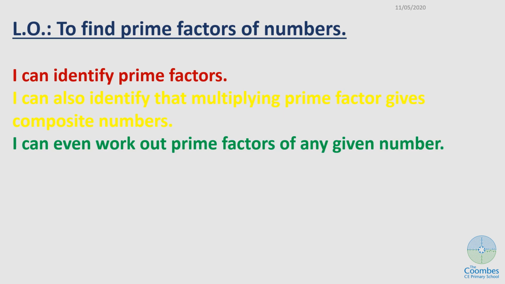There are three success criteria that will help you to find prime factors of numbers. First, that you can identify prime factors. Second, you can also identify that multiplying prime factors gives composite numbers. And third, that you can work out prime factors of any given number.